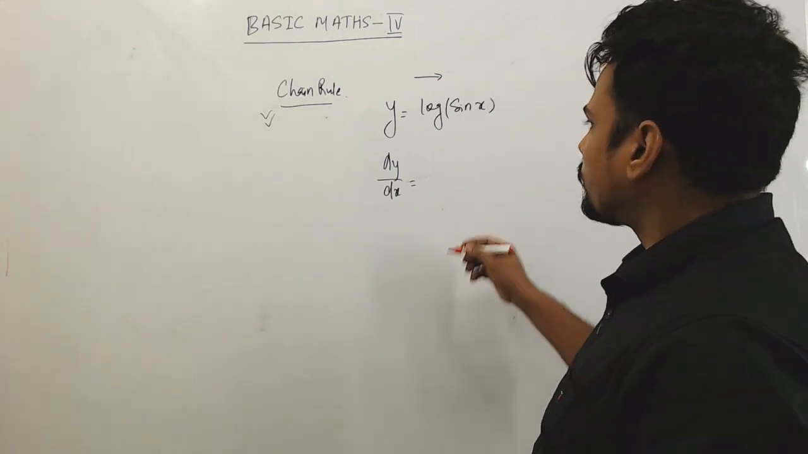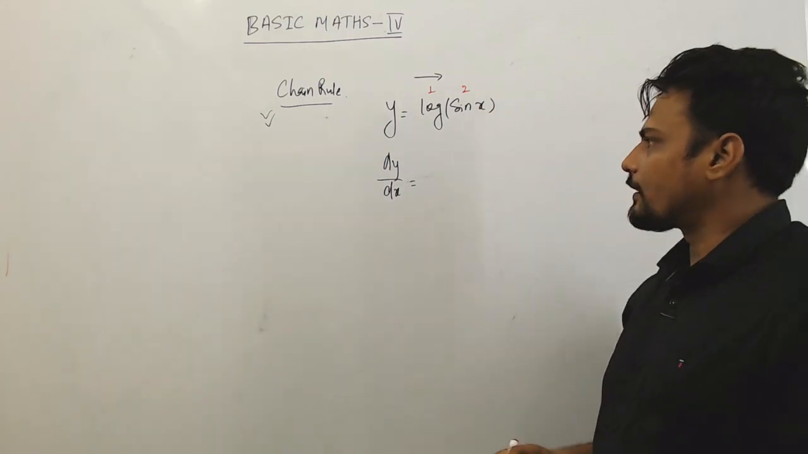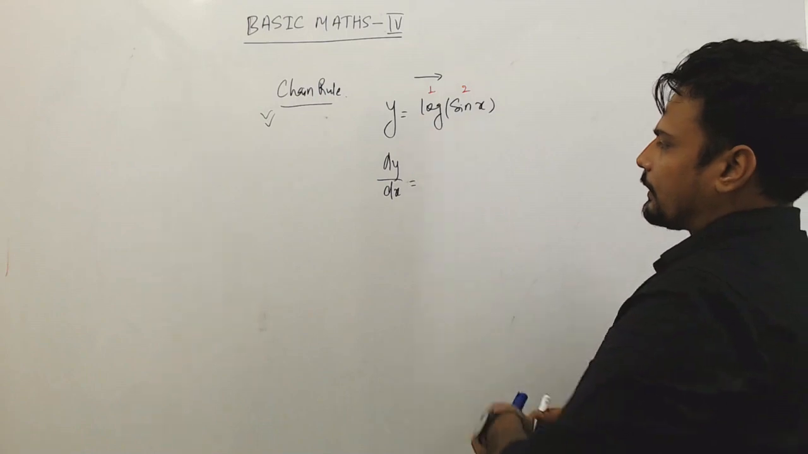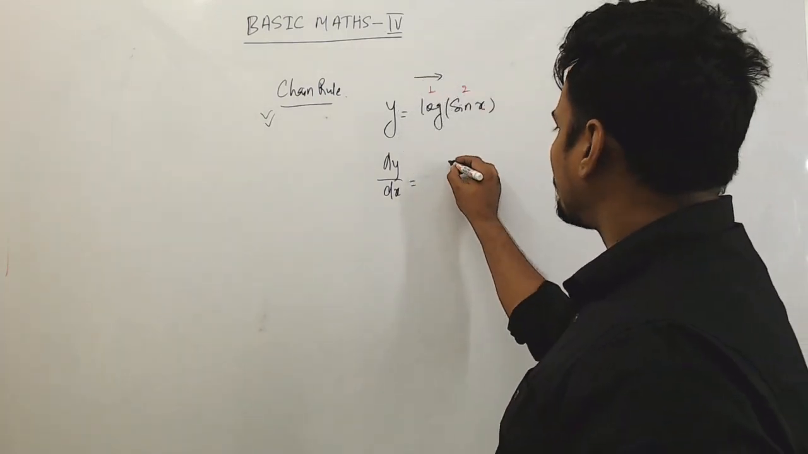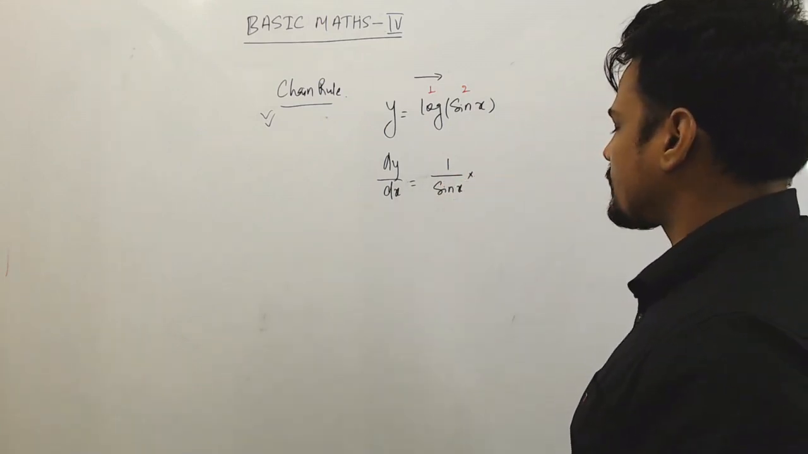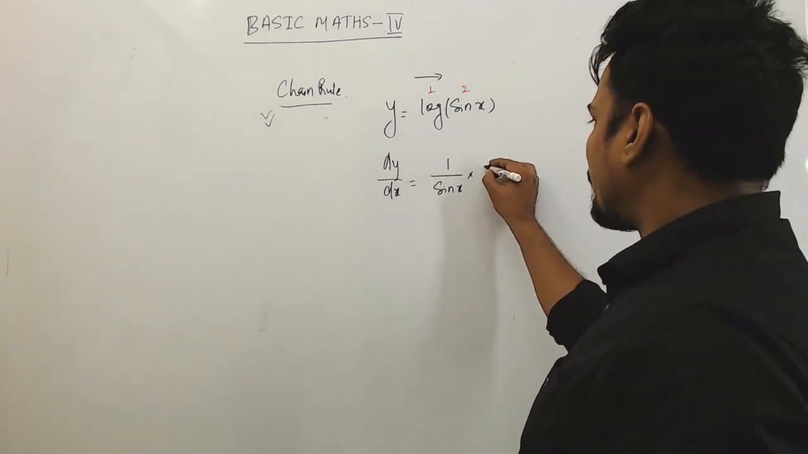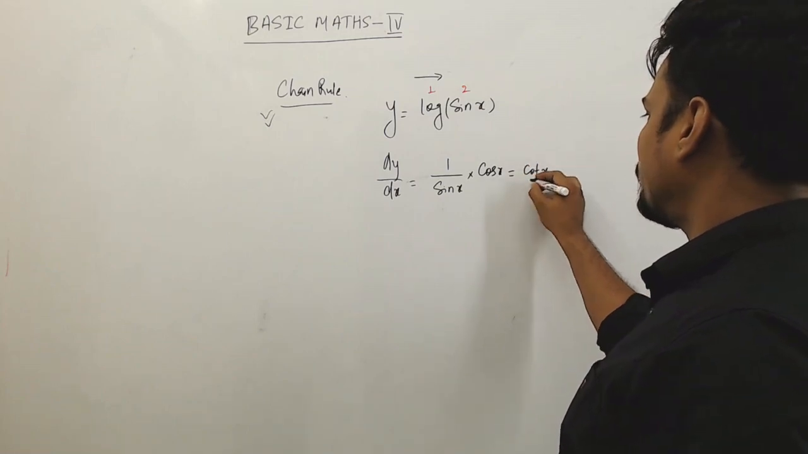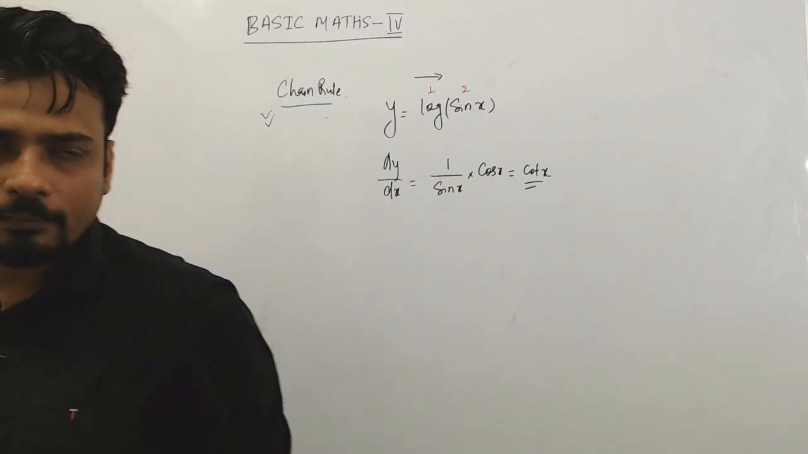So this is my first function, which is the log function, and the sine function is the second function. First of all, I'm going to differentiate the logarithmic function, and we know d by dx of log x is 1 upon x. So this is going to be 1 upon sine x, multiplied by the derivative of the second function, sine x, which is cos x. So ultimately cos x by sine x is going to be your cot x. Simple as that. This is called the chain rule.